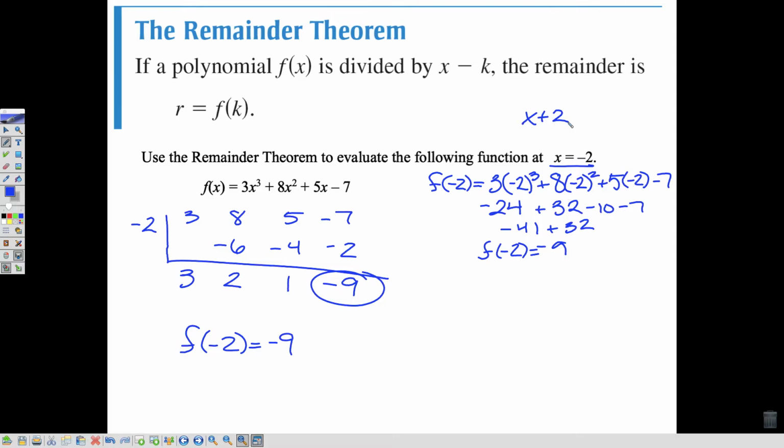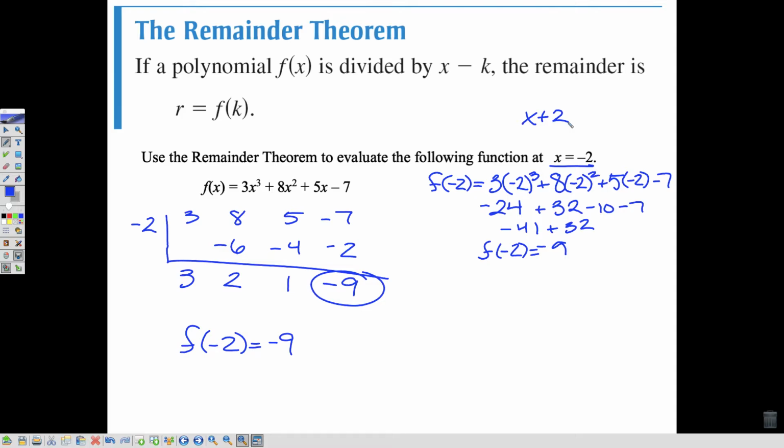On our test, will we be given some that are in parentheses? You'll have both. And on your assignment today, you'll have both. You'll have to know what to do with it. So for the remainder theorem, all we're finding is the -9 and then we're done? Yep. We're not going on any further. Because it'll say use the remainder theorem to evaluate x equals -2. So that's what we did.